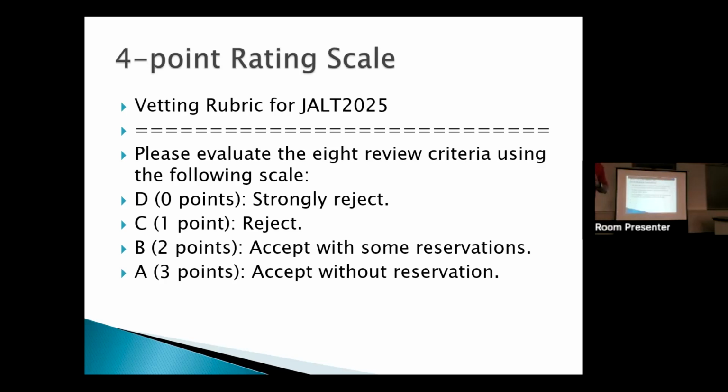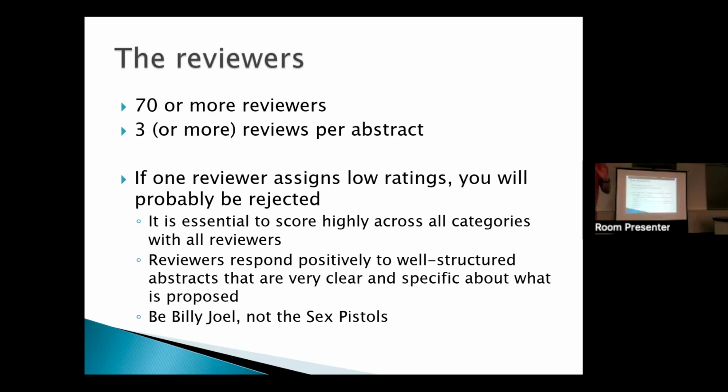Now, so we have 70 or more reviewers, 3 or more reviews per abstract. It was only 3 reviewers. If one reviewer assigns low ratings, you will probably be rejected. You just have to antagonize one reviewer and you will be booted. So you really have to score highly across all the categories with all reviewers.